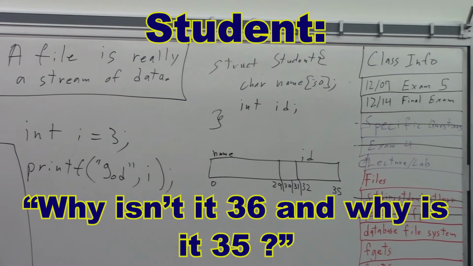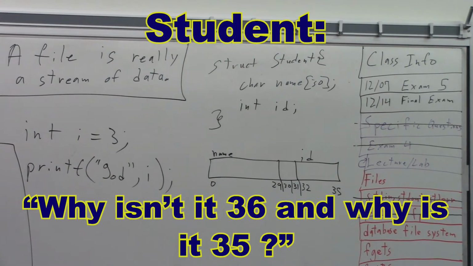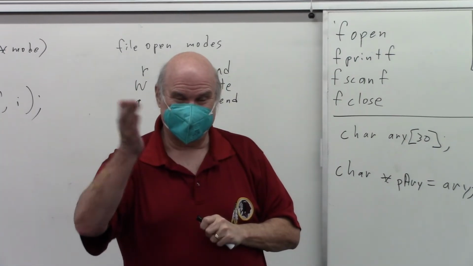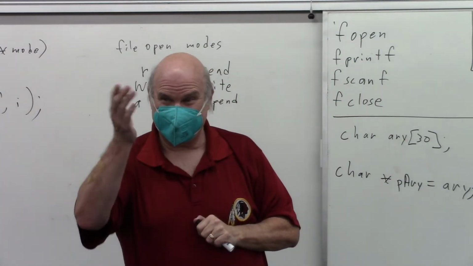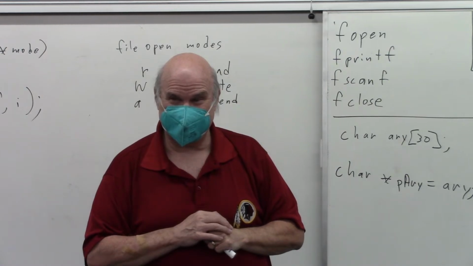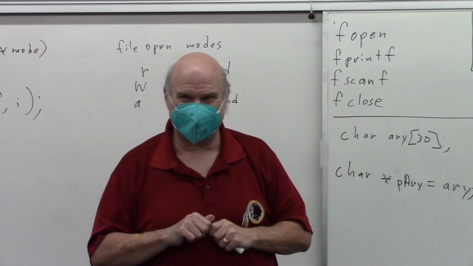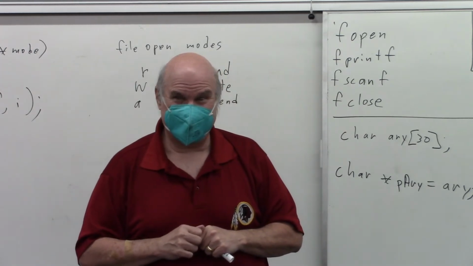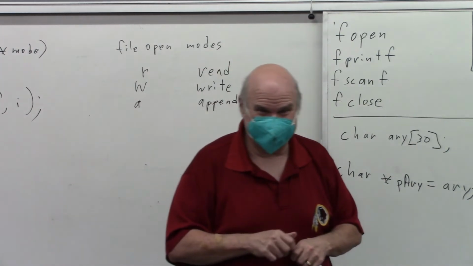Why isn't it 36 and why is it 35? I was just going to ask that. 32, 33, 34, 35. That's why. I mean, there's no way for me to explain that better than that. It's just like if you count the days in a week and you start at 0, what's the last day going to be? What number? 6, even though it's 7 days in a week.